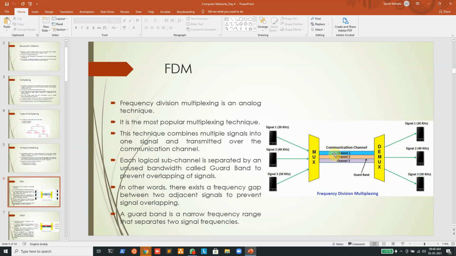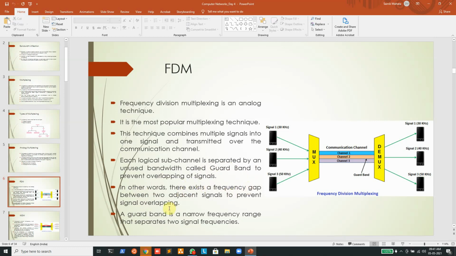So again, to differentiate between these channels, we will have certain unused sub channels in between these channels, and these unused sub channels are known as what? Nothing but guard bands. Okay, so using these guard bands, we prevent the overlapping of the signals. So in other words, there exists a frequency gap between two adjacent signals to prevent signal overlapping.